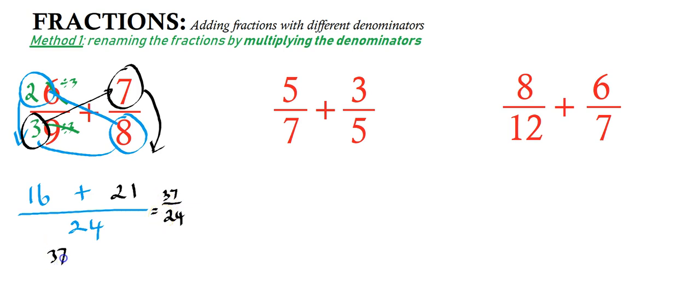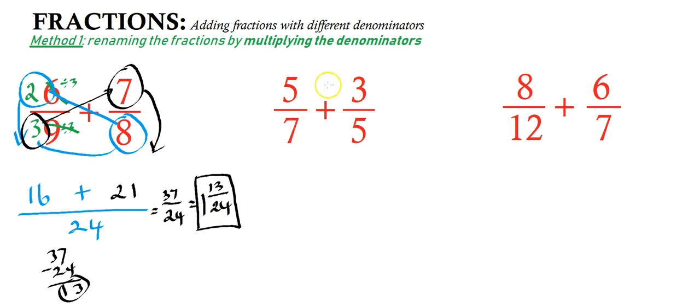So 37 minus 24 is 13. So what we've got here is 37 divided by 24. So what is that? That is 1, and the remainder is 13. And the denominator is 24. So that becomes the solution for the first one.